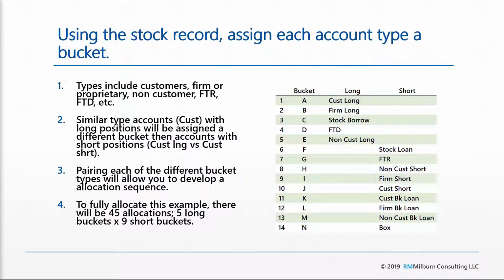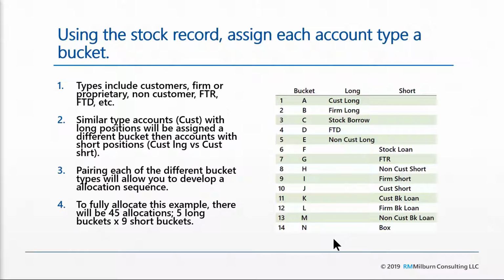For our example, we've categorized as buckets both the long and the short side. You can see 1 through 14, we've got 5 long items and we've got 9 short items. Together, when we pair these off, we're going to end up with 45 different line items for our allocations. A couple of things to note: if a customer is long shares, it's going to be customer long. If they're short shares, it's going to be customer short. Same thing with firm long, firm short, and also non-customer long and non-customer short.